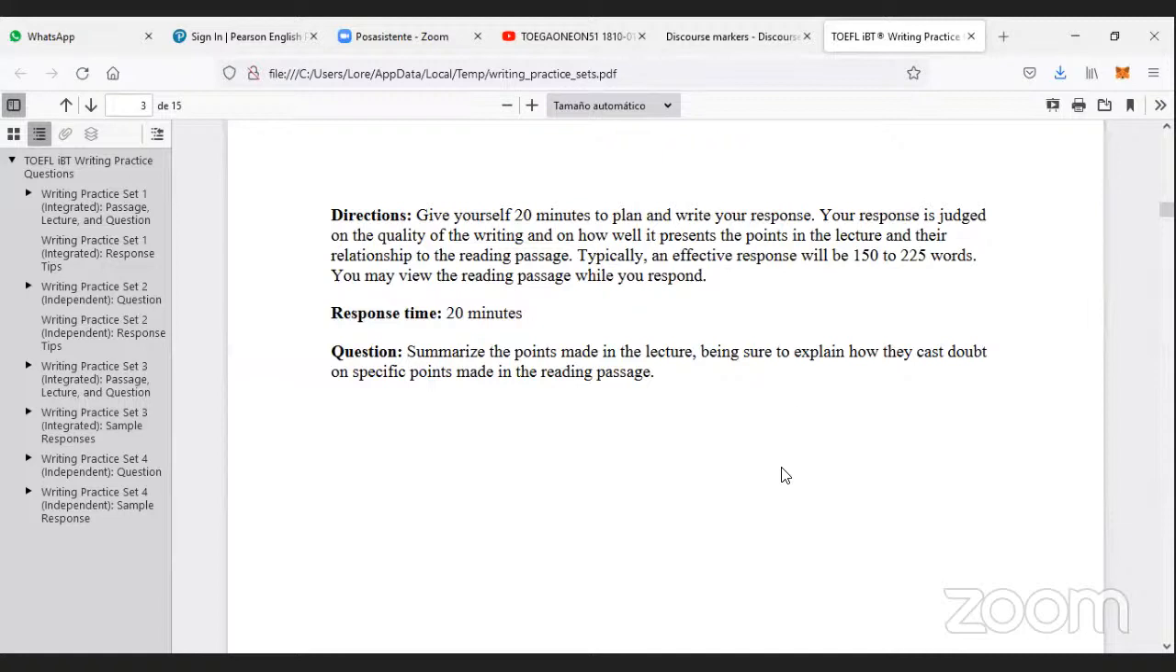Okay, Gabby, so now you are going to share your screen with me in a page of Word. That is going to be the first step. And you have to use the discourse markers as much as you can.